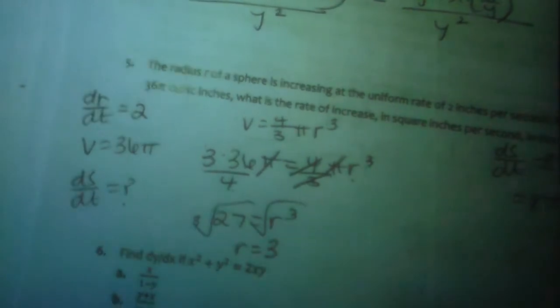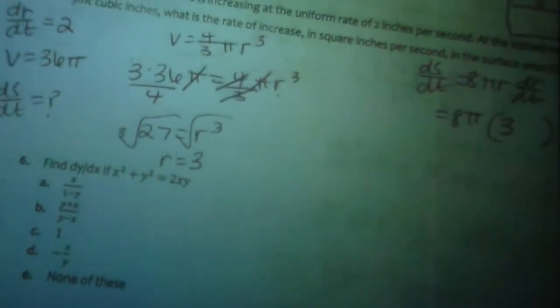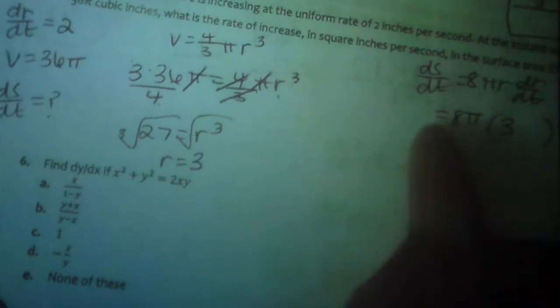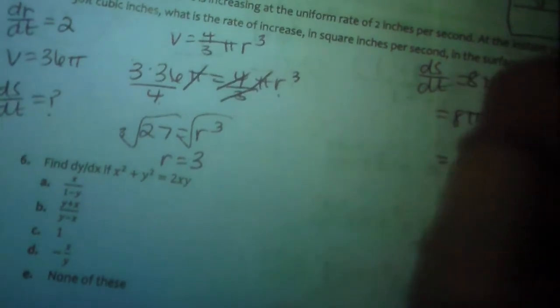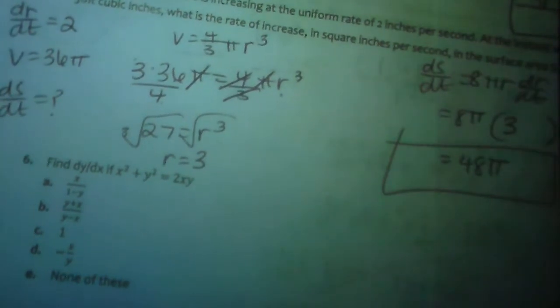Right? 3 times, yeah. And then now we just plug in. This is 6. 6 times 8 is 48. So your answer is 48 pi.